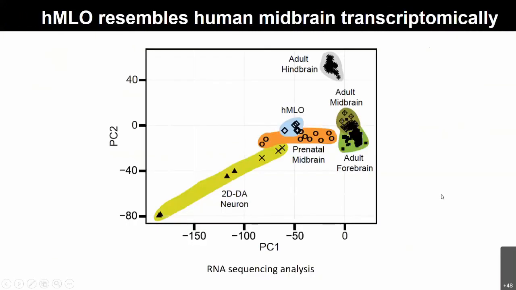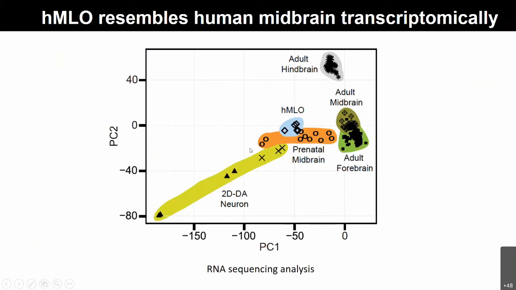Okay, and we did RNA-seq analysis to look at the global transcriptome of the cells and compare it to adult midbrain, adult forebrain, or other adult brain regions. We realized that our organoids, which we call midbrain-like organoids, actually lie closer to the perinatal midbrain than any other brain region, or than the 2D dopamine neurons that people typically produce.